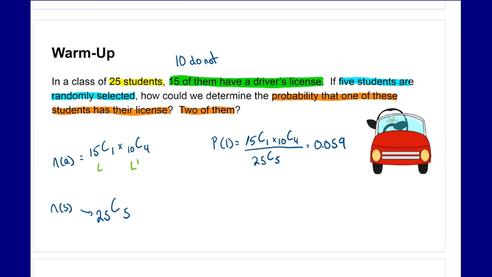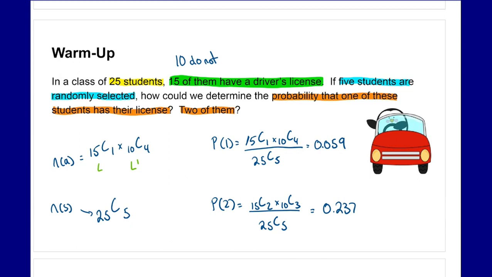or 5.9%. If we were to do the same thing with 2 people having their license, what would change from above? Well, the bottom would stay the same because we're still doing the same thing. In general, 25 people choosing 5 of them. On the top, though, I'd be choosing 2 people from the 15 instead, and only 3 from the 10. Because now 2 people have their license, so 2 of the 15, and then 3 of the 10 for the remainder, or the ones that don't have their license. And this would give me 0.237, or 23.7%.